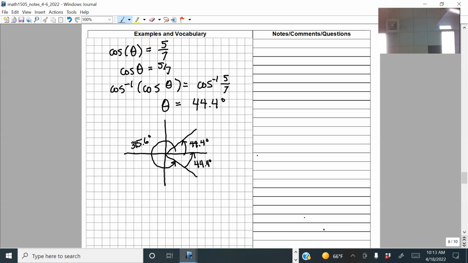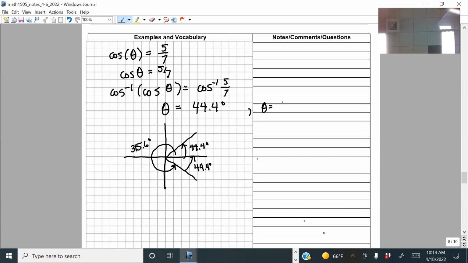So there's the other angle from 0 to 360 degrees, right, whose cosine is 5/7. If you're going to write down all the solutions to the problem, you would take the 44.4, I'm writing in degrees now, and then add on multiples of 2 pi. 2 pi in degrees, of course, is 360 degrees. So you would add a multiple of 2 pi to this, or take the 315.6 also and add on multiples of 2 pi.